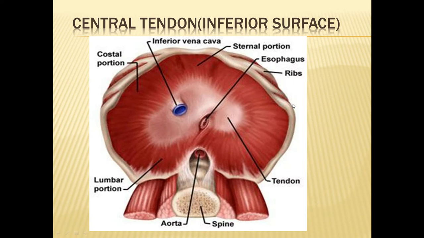So you can see the diaphragm, the inferior aspect, and we can see the central tendon. The openings we can see over here are for the inferior vena cava, the esophagus, and the aorta. What else can we see? Certain muscles on both the sides, and this is the spine.